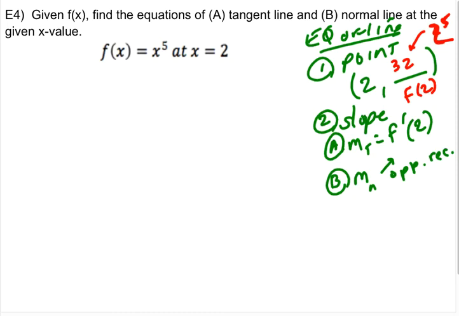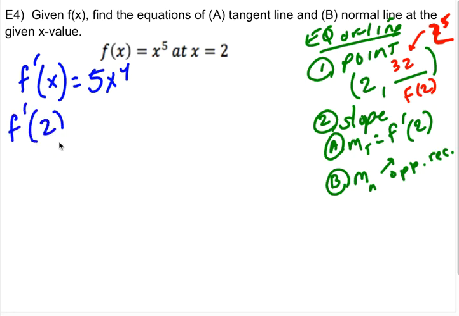The next thing I have to worry about is finding my tangent slope. Well, in order to find my tangent slope, I first need to differentiate. So my f prime of x, using the power rule, is going to be 5x to the 4th, which means that f prime of 2 is going to be 5 times 16, or an 80. So that is my tangent slope.